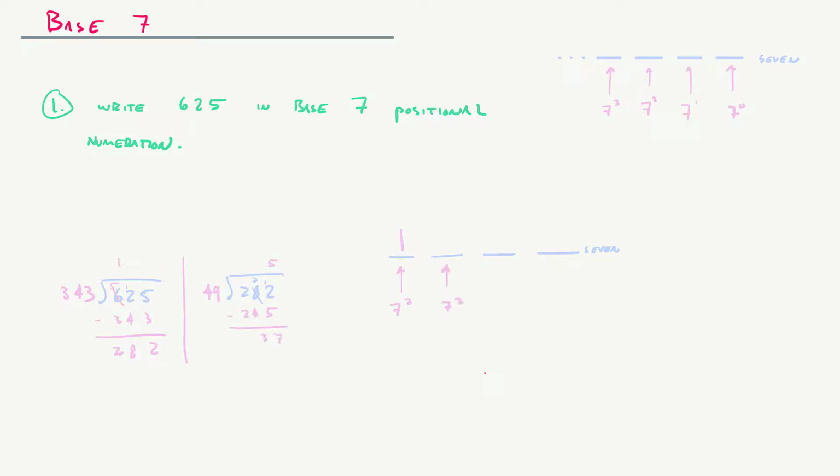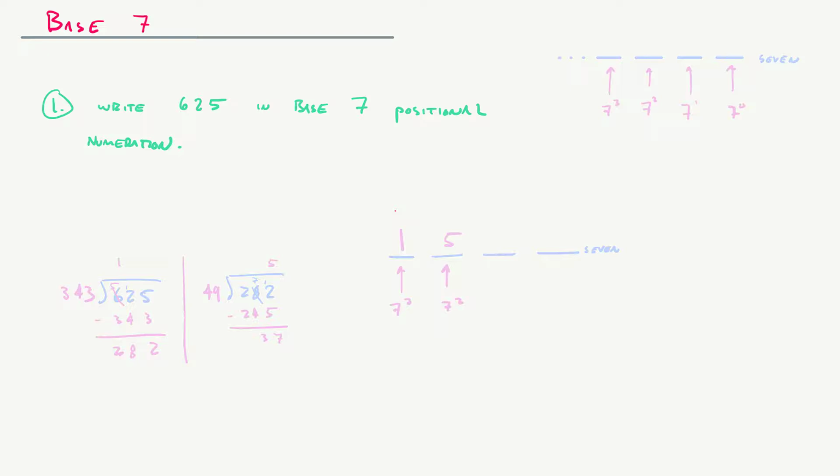So I'm going to divide 282 by 49, right? Because this is the 49's place. 7 squared is 49. So how many flats can be used to represent the number 625? We already know one long flat can be used to help represent 625. Now how many flats can be used? Well, let's divide the value of a flat, which is 49, into 282. It goes in 5 times, right? If I do the subtraction there, I get 37. So 5 goes in the 7 squared position of this number.